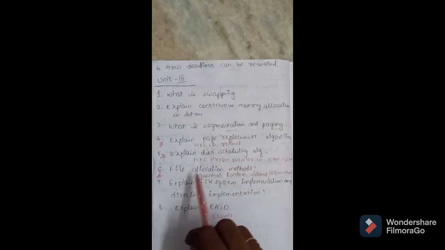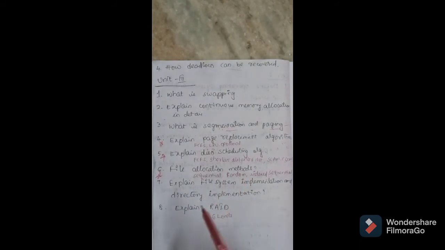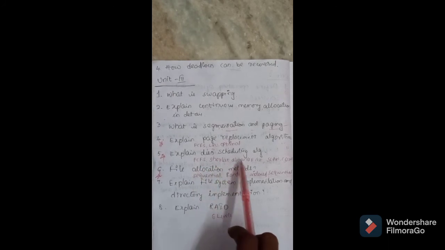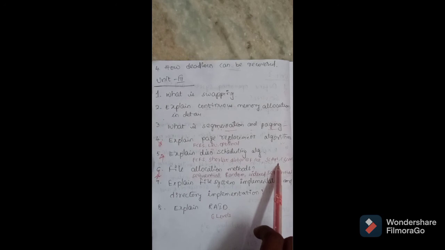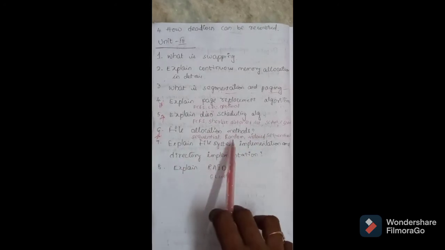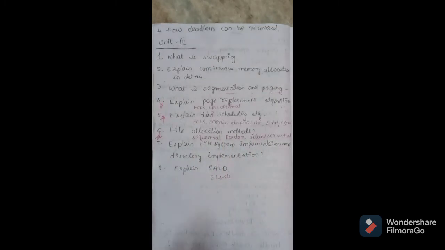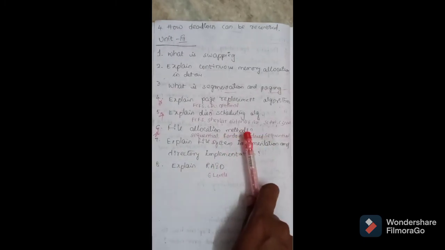Explain disk scheduling algorithms. In disk scheduling algorithms, how the disk rotations are done, and how the head movement happens so that the file will be accessed very fast depends upon the disk scheduling algorithms. That is FCFS, shortest seek time first, SCAN, C-SCAN. All these are different kinds of scheduling algorithms. And next we have file allocation methods: sequential, random, indexed sequential. How the files are allocated in the system is explained in the file allocation methods.